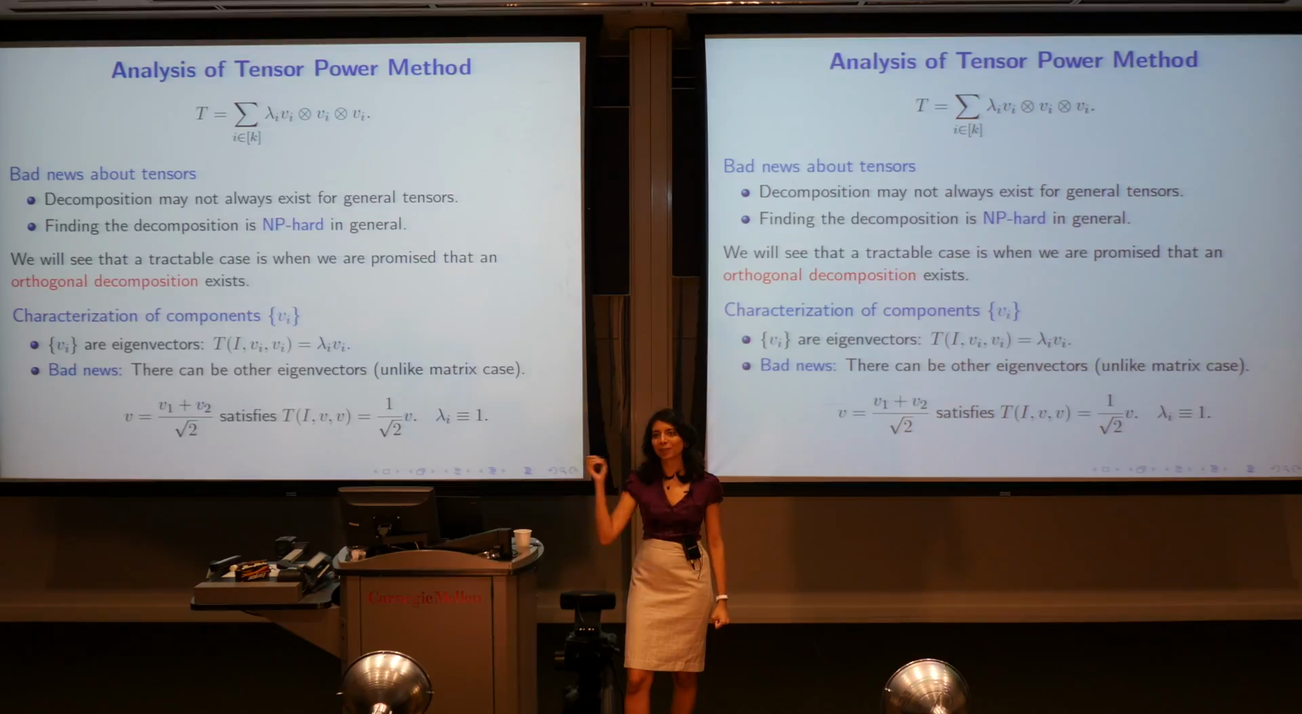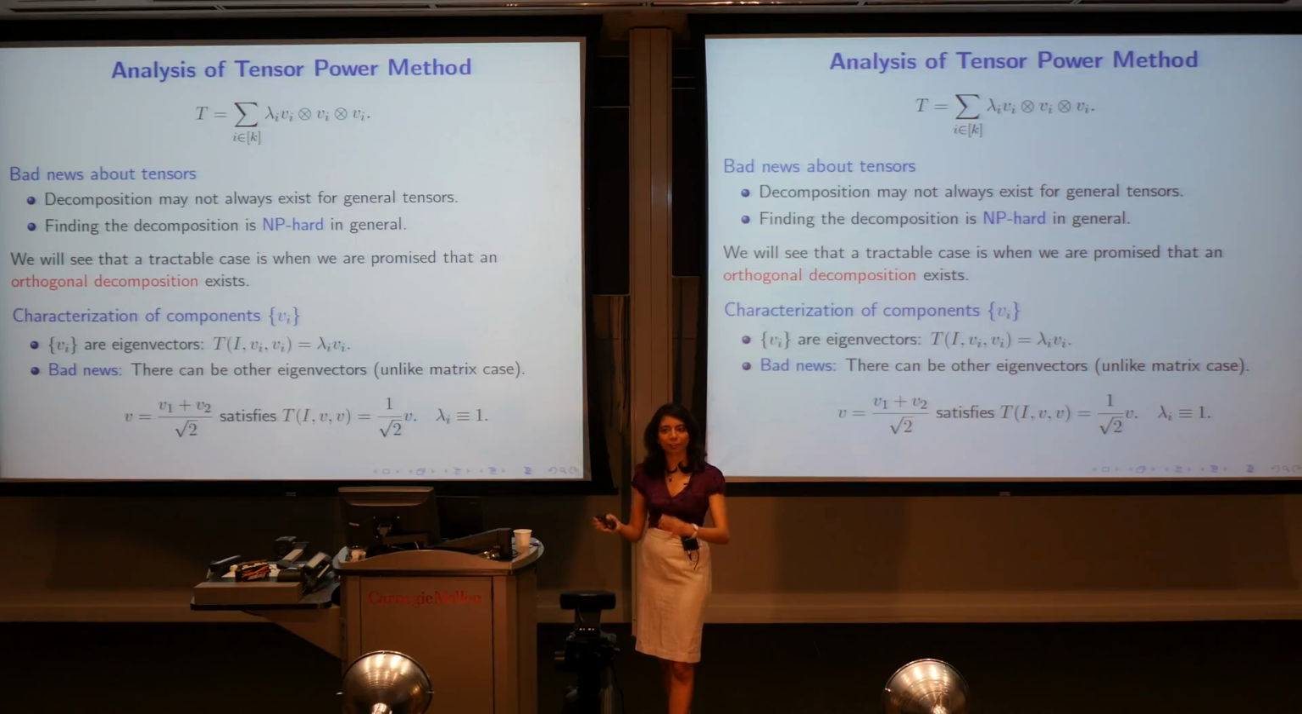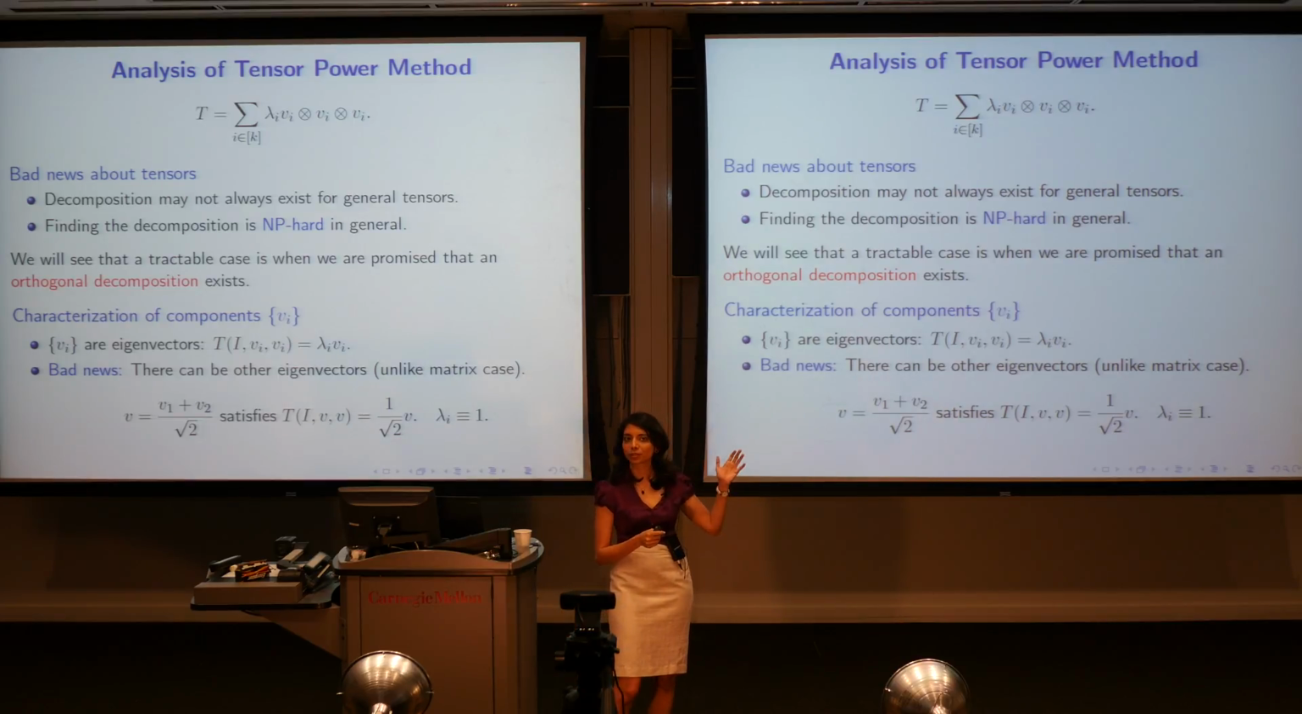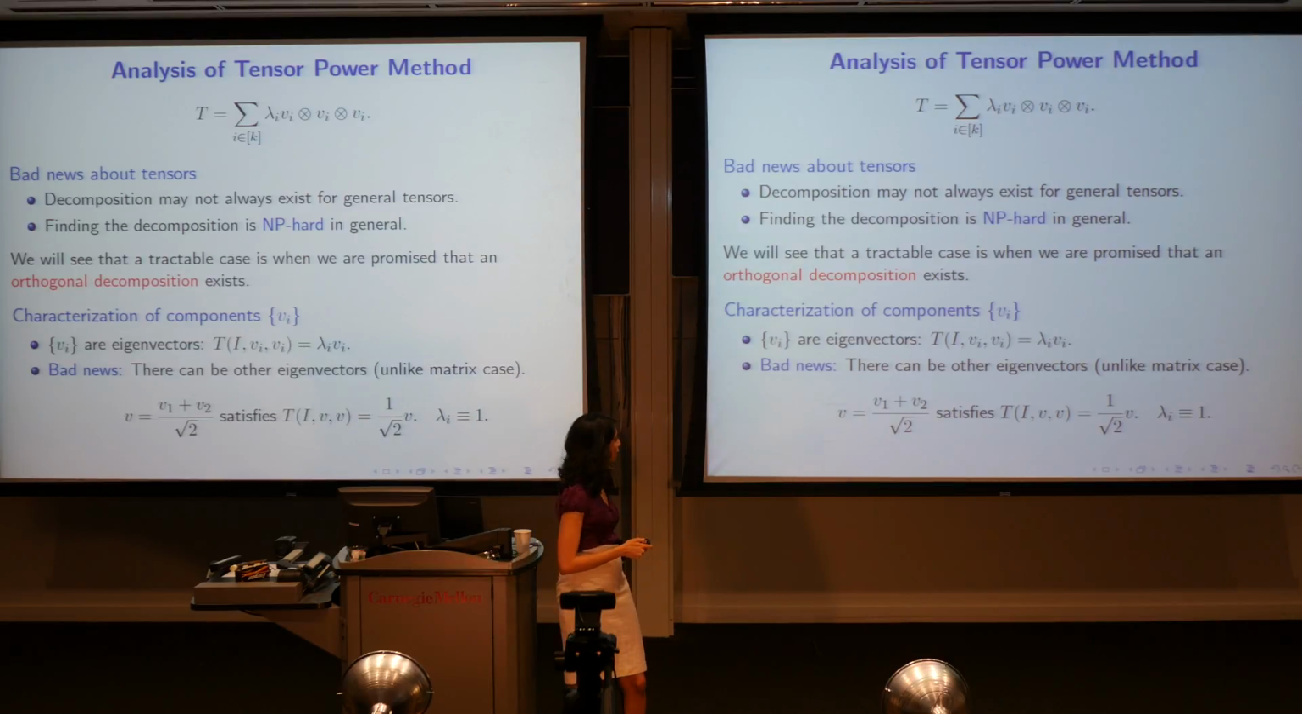Because our whole hope was we would just start with this power method, right? We would do this power method, it would go to one of these eigenvectors. That was the hope. But then there are so many other eigenvectors that don't give me this decomposition, that are not part of this decomposition. So how do I handle this setting?